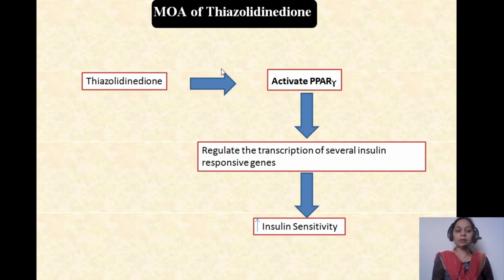These drugs act as agonists upon binding to PPAR gamma, which regulates the transcription of a wide variety of metabolic regulators. These regulators increase expression of a number of genes involved in the regulation of glucose and lipid metabolism.